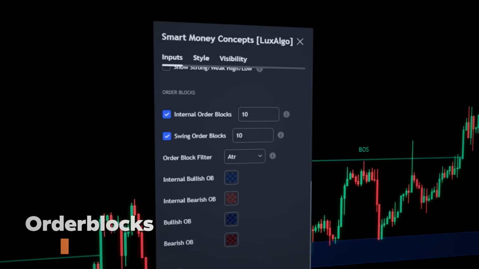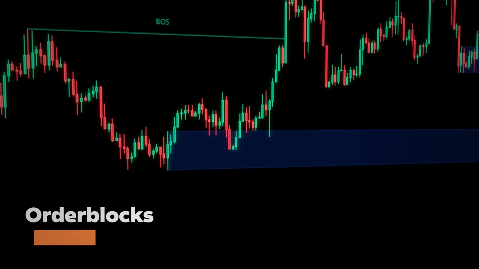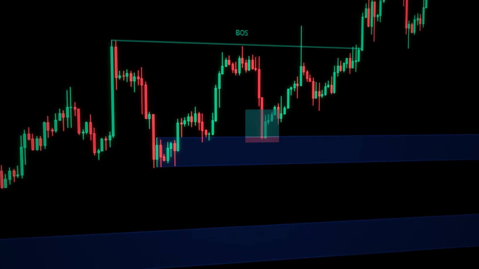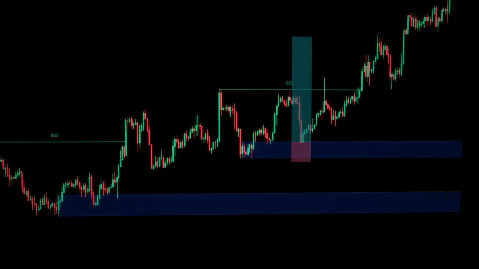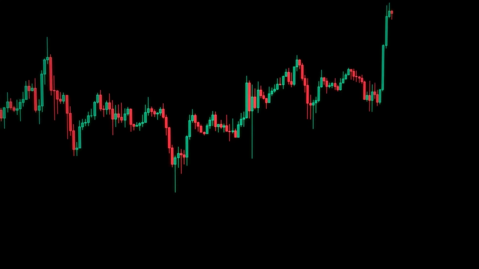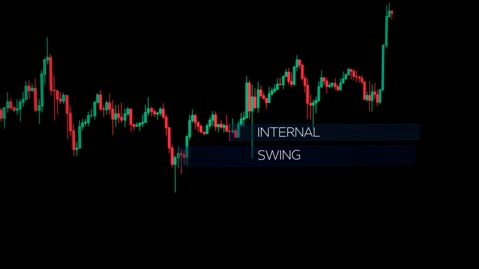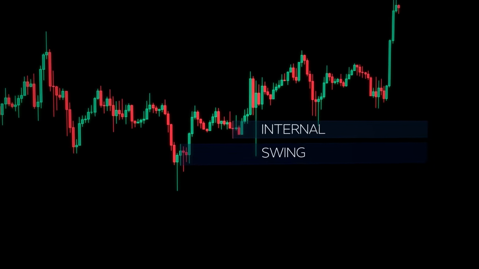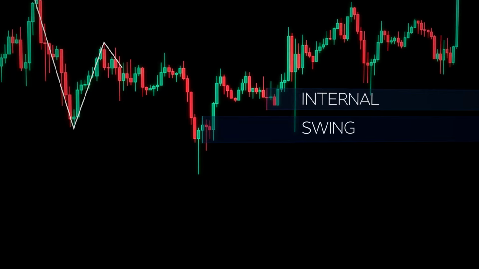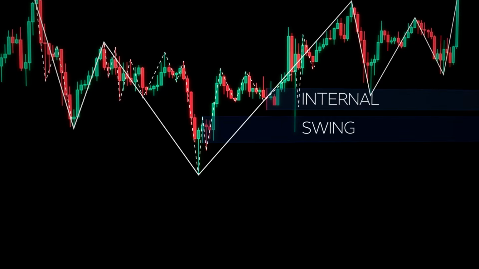Next, we're going to talk about order blocks. Order blocks are an area where support and resistance are likely found and can offer potentially excellent entries for trades. We have two types of order blocks, internal and swing. Just like structure, swing order blocks are more significant and on a higher time frame compared to the internal order blocks, which we typically see inside the swing structure.